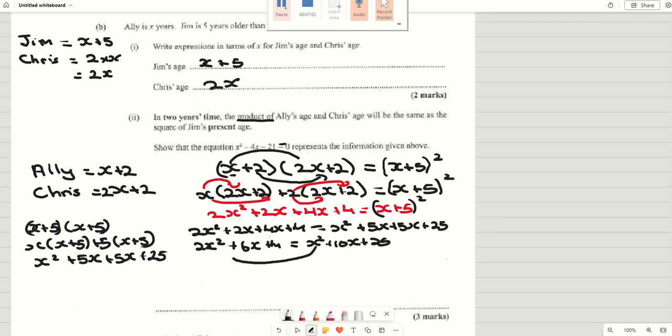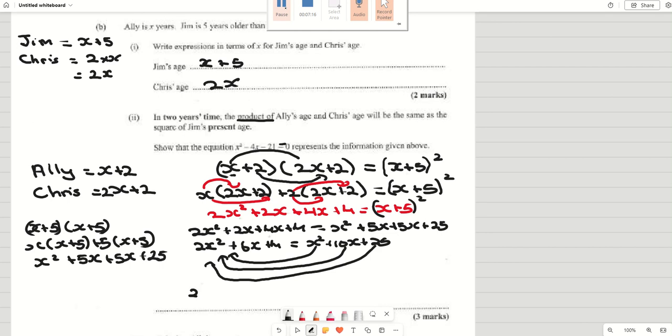We carry across x squared over the equal sign, and it turns to minus x squared. If you carry across 10x over the equal sign, it'll turn to minus 10x. And if you carry across plus 25 over the equal sign, it'll turn to minus 25.